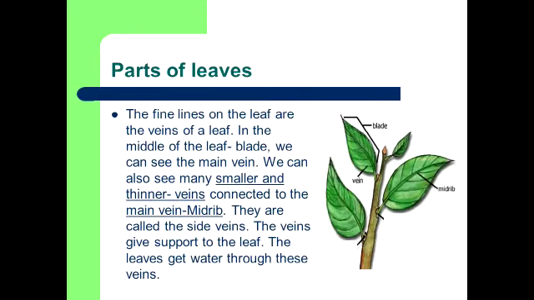Now different parts of leaves. The fine lines on the leaf are the veins of a leaf. In the middle of the leaf, see in the diagram, can you see the middle of the leaf? Okay, in the middle of the leaf blade we can see the main vein. This main vein is known as midrib. We can also see many smaller and thinner veins connected to the main vein midrib. They are called side veins.